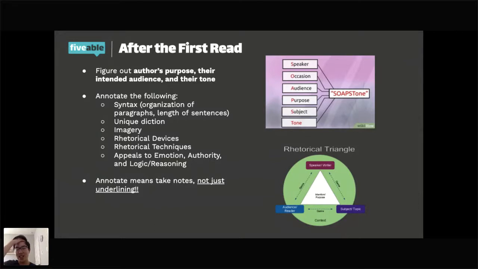So in terms of annotations, I would look throughout your text for syntax, diction, imagery, rhetorical devices and techniques, which we're going to go through later, and different appeals: emotion, authority, and logic. Those often come up in those kinds of speeches that you'll see. And annotate, remember, means taking notes, not just underlining or highlighting.